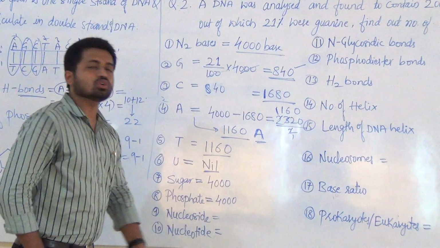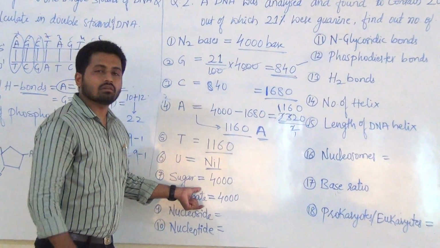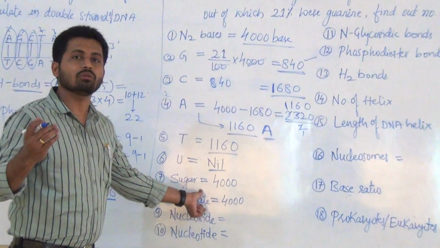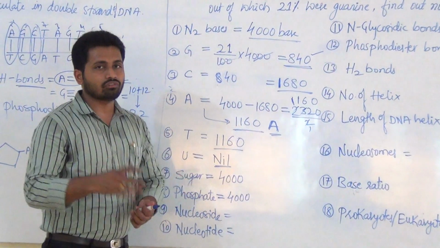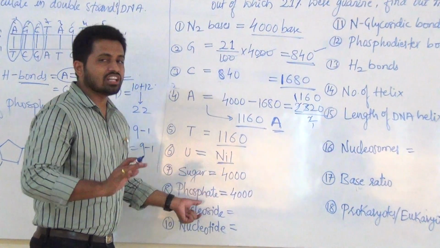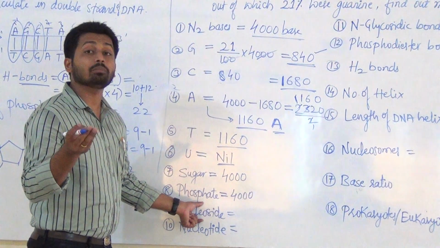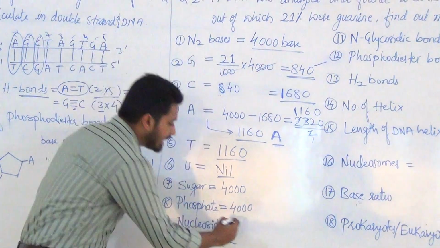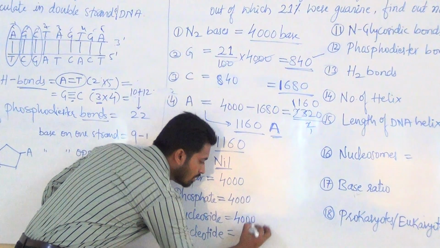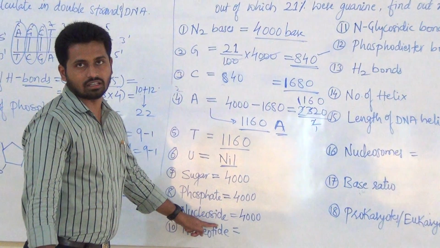Now coming to nucleoside. For nucleoside we have to subtract the phosphate from the nucleotide. A nucleotide is phosphate, sugar, nitrogen base. When phosphate is not considered, it is called a nucleoside, meaning sugar plus base. It will again be 4000. Phosphate is not considered in the nucleoside.